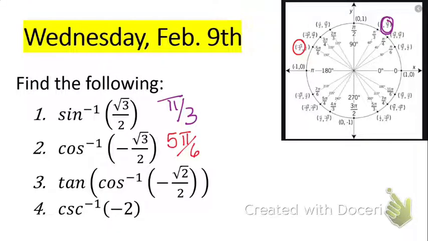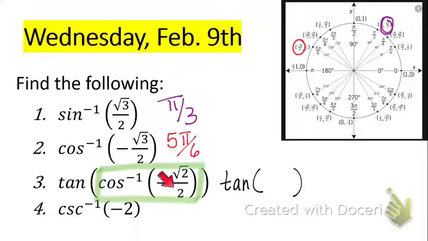Okay, number 3 is asking 2 questions. So first we're going to answer this question. So tangent, so what is the angle that has a cosine, we're in quadrants 1 or 2, of negative root 2 over 2? So I heard one person say 3 pi. Who agrees that it's 3 pi over 4, the answer to the first angle? So it's 3 pi over 4.